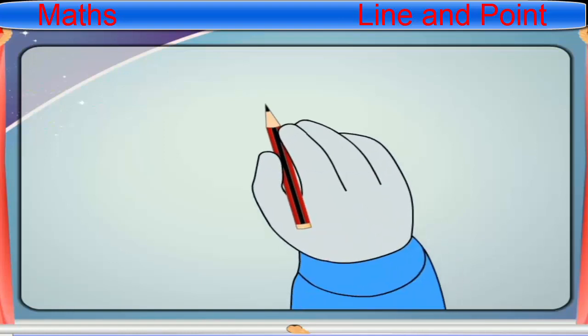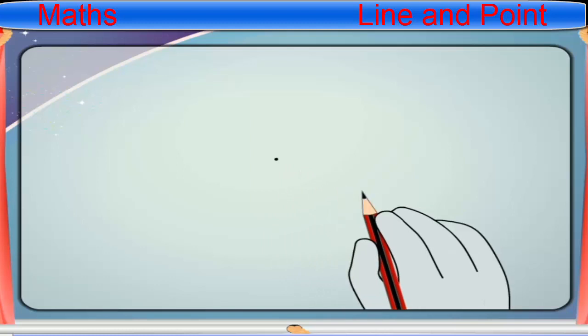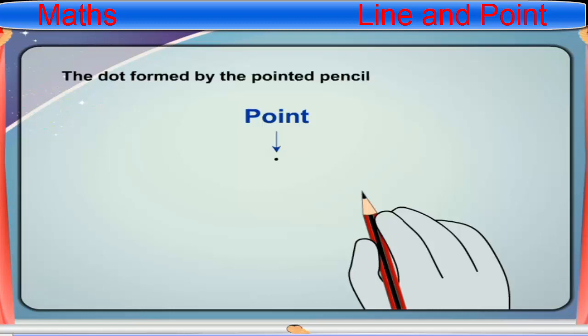Students, here I have a pointed pencil with me. Let me mark a dot with this pencil. Can you tell me what this is? This is a point. Yes, this is a point. The dot formed by the pointed pencil is known as a point.